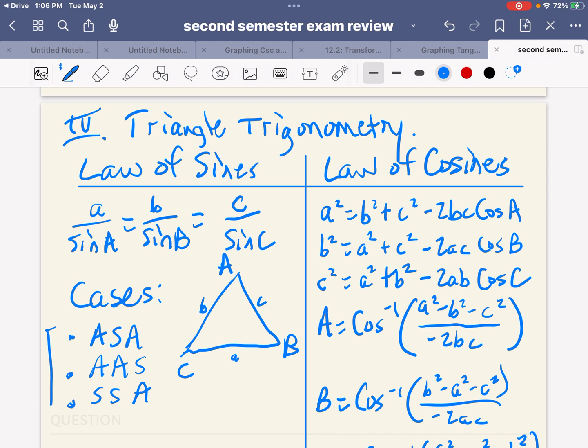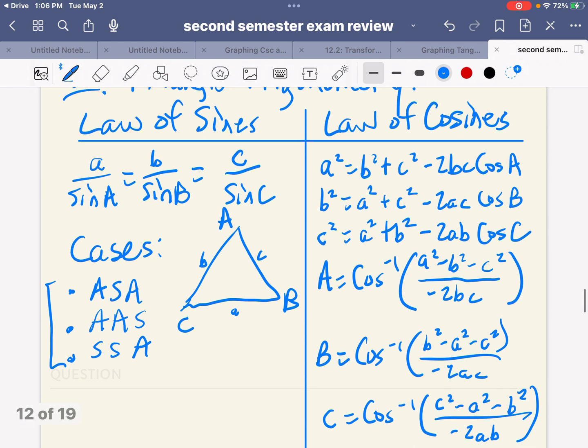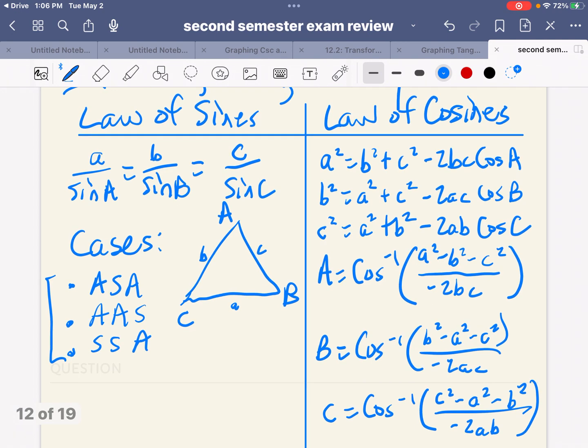And these are the 3 cases when you use the law of sines. If you're given 2 angles and the side between them, 2 angles and the side not between them, or two sides and the angle not between them. Then you have the law of cosines, and I taught you that you could think of the law of cosines two different ways. These formulas up here will help you find missing sides, and these three formulas down here are what you do to find missing angles.